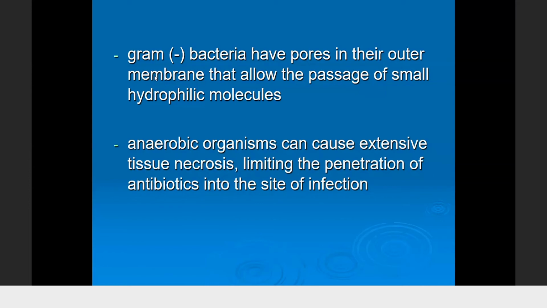So when we choose an antibiotic for treatment, we must determine the characteristics of the bacterial agent. Is it a gram-positive aerobe, a gram-positive anaerobe? If you use a drug that is effective against a gram-positive aerobe to treat an anaerobe, it won't be effective.